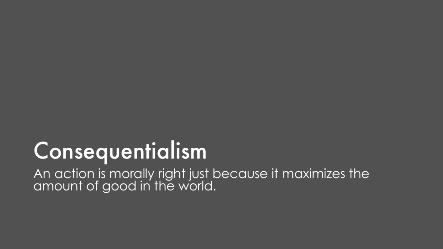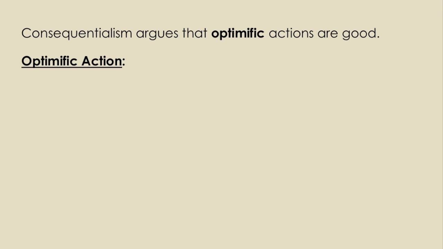Let's take a closer look at this theory. Consequentialism argues that optimific actions are good. So let's begin there. What is an optimific action? We can define an optimific action in the following way. An action is optimific if it produces the greatest overall balance of good to bad effects. So, an action is optimific if in that situation, that action is the best possible action of all actions that you could perform.